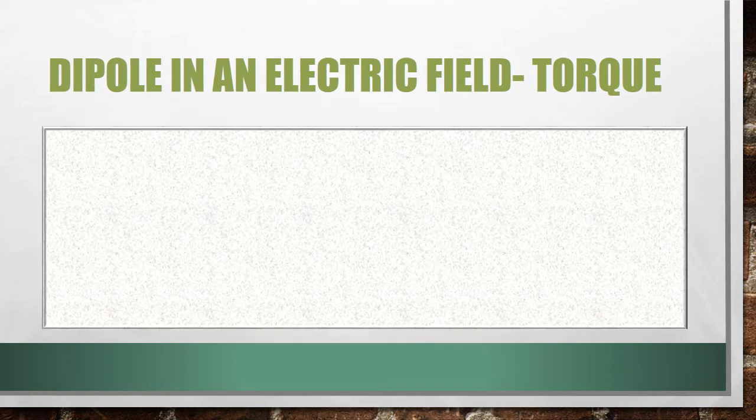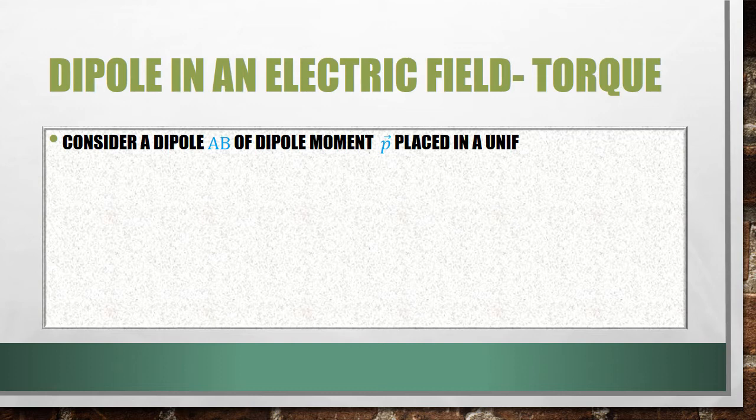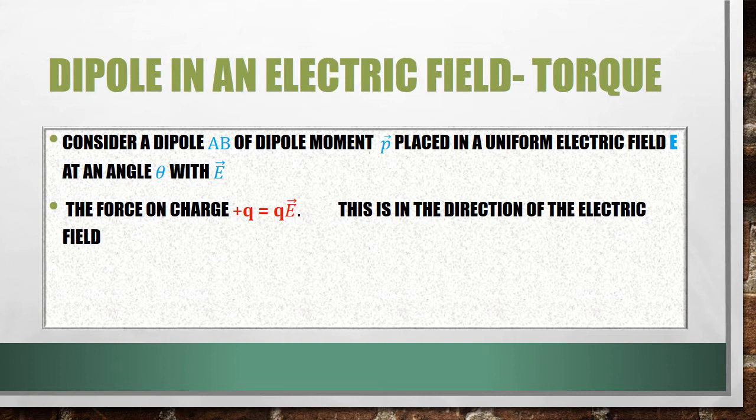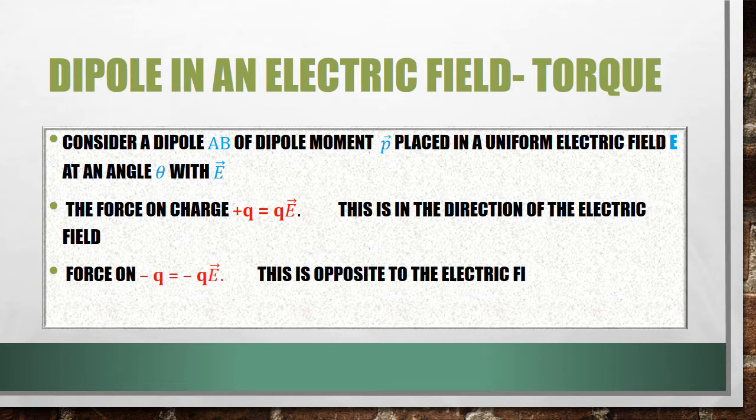Now we are going to see what is the torque acting on an electric dipole when placed in a uniform electric field. Consider a dipole AB of dipole moment p placed in a uniform electric field of strength E at an angle theta with the direction of the electric field. The force acting on the plus Q charge is plus EQ. This is in the direction of the electric field. Again, the force acting on the minus Q charge is minus EQ. This is opposite to the direction of the electric field. Hence, no net force is acting on the dipole. That is, the net force acting on the dipole is 0.